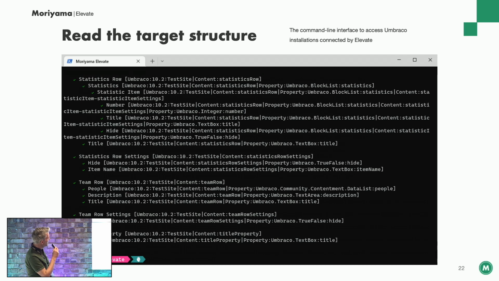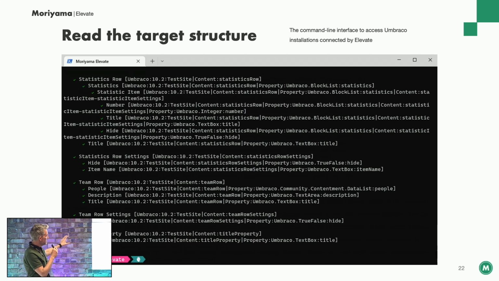And we can see at the top here, we've got an example as a statistics row. That's a document type. And the statistics row document type has a property called statistics. You can see on the second line towards the end, it's identifying itself as being block list. And that block list contains only one possible type of child document type, which is a statistics item. And the statistics item contains 3 properties, a number, a title, and a hide option, which is a Boolean.